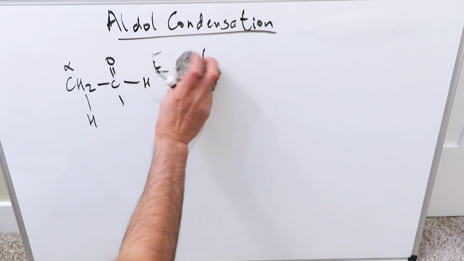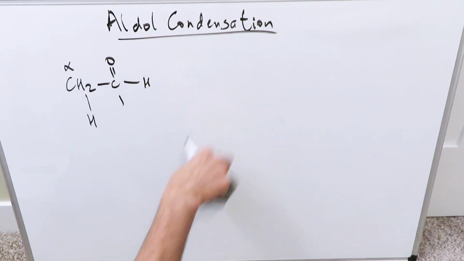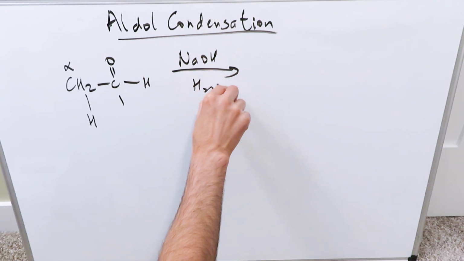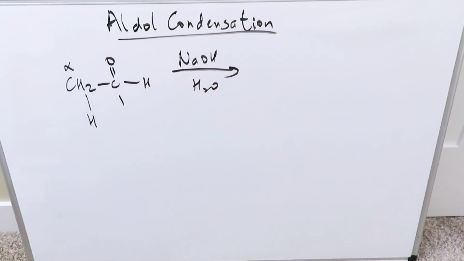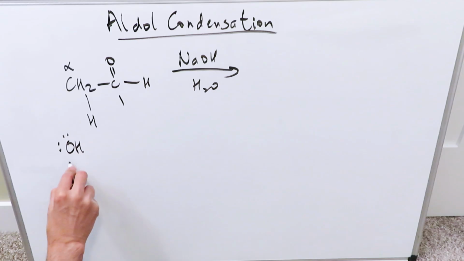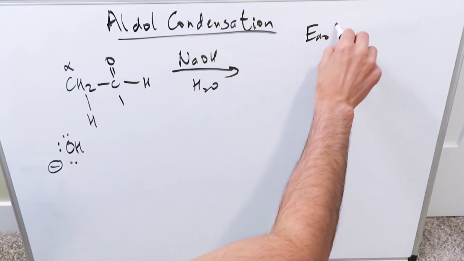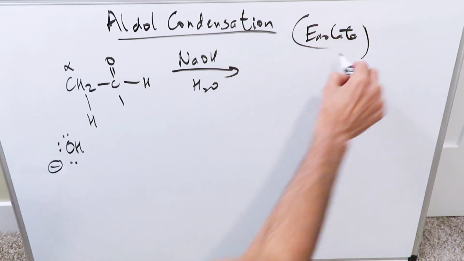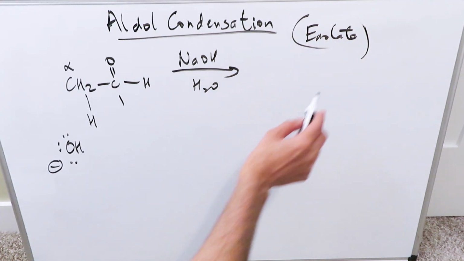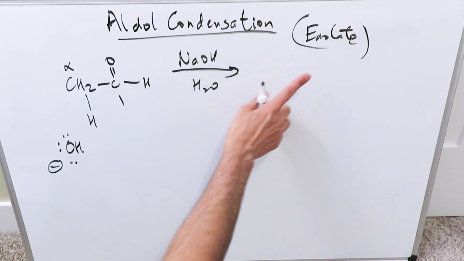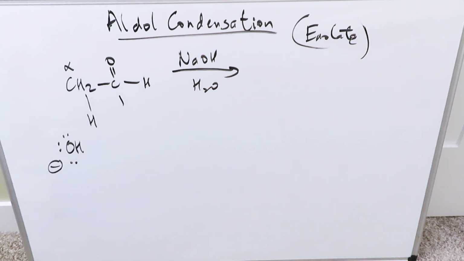Now you're going to do this in the presence of a strong base. Your reaction would essentially involve sodium hydroxide and water. What you will see is hydroxide anions floating around because of the presence of that strong base, and they would look like this. Your first step is enolate formation. You're going to be generating an enolate. There are 3 steps, and this is the first: the generation of that enolate ion.